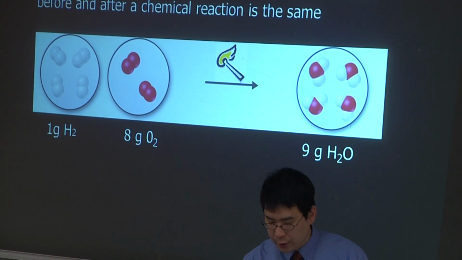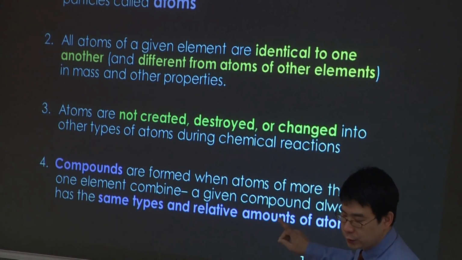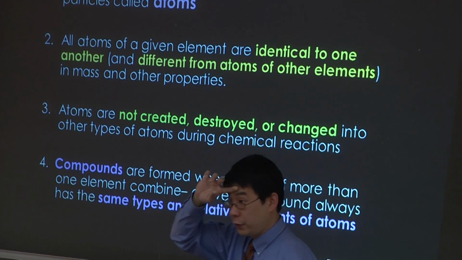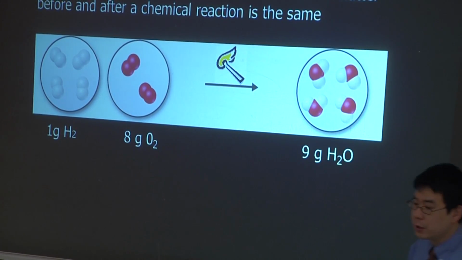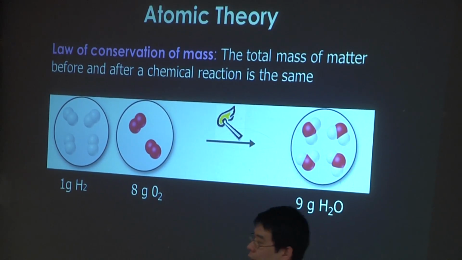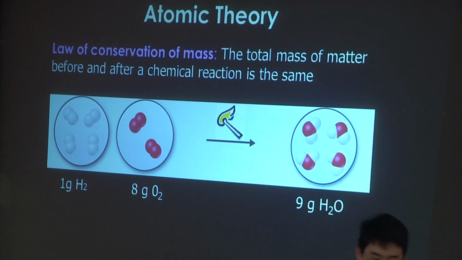Based on these 4 tenets of atomic theory, we get a number of laws. Laws are a little bit different from theory. Laws are observations that are made over and over and over, and they're always repeatable and they never change. The law of conservation of mass says that the total mass, the total amount of matter before and after the chemical reaction is the same.